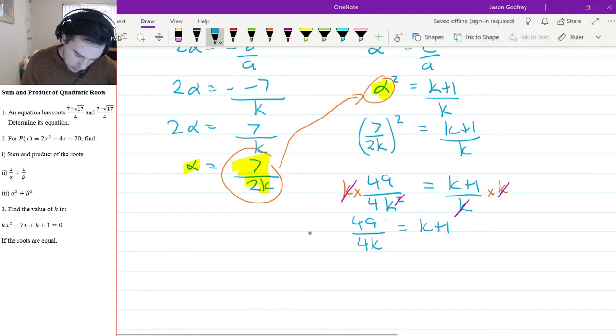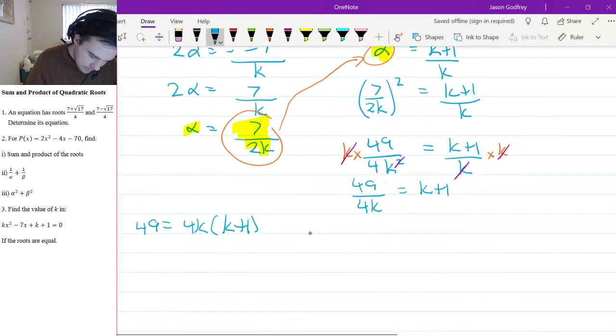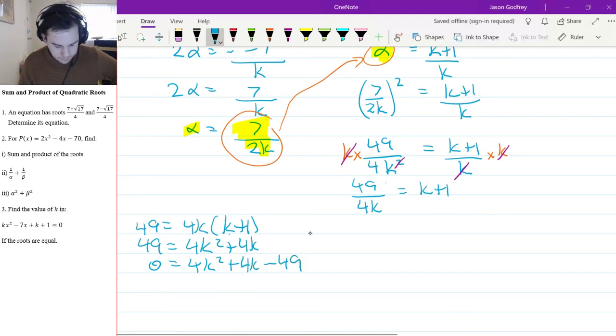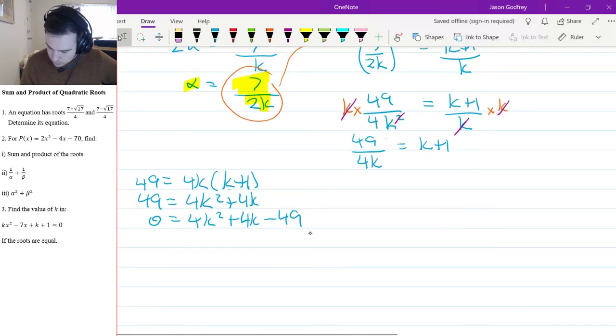Then to get rid of the denominator, multiply that up. I'm going to just move over here. So I've got 49 equals, if I'm multiplying the 4k up, I've got 4k outside of k plus 1. Expanding, 4k squared plus 4k, collecting everything to one side, so minusing 49 from both sides, and I guess probably quadratic formula to solve this.